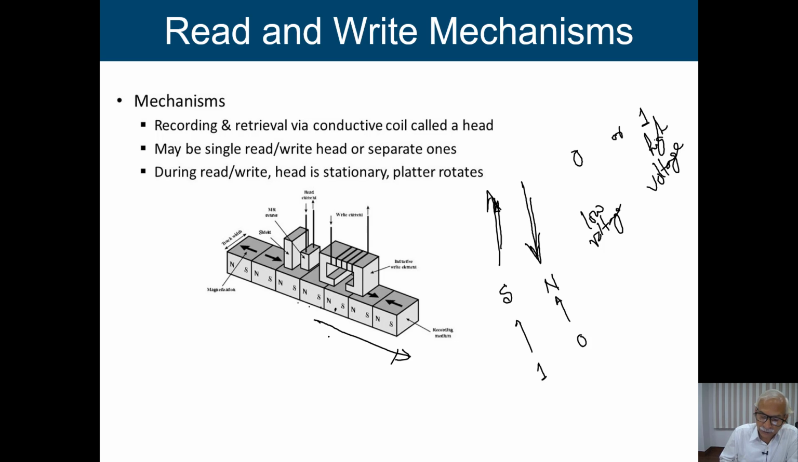Now in this particular case also, during read operation, what will happen? This particular surface moves and the head remains stationary. So when it moves, and this south polarity comes, it is going to give the current in one particular direction. And when the other polarity comes, the current will move in the other direction. So depending on the direction of the current, we are going to interpret whether it is 0 or 1.